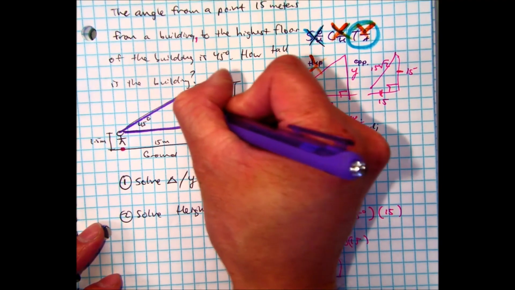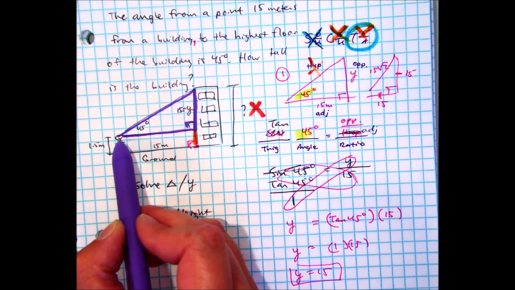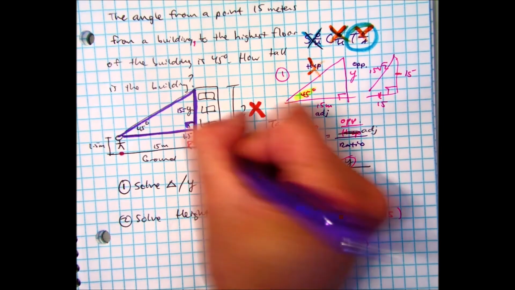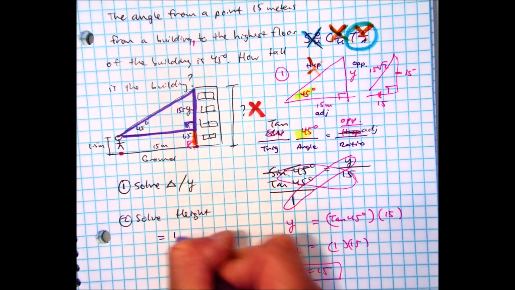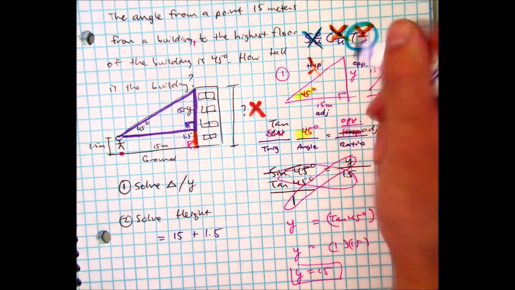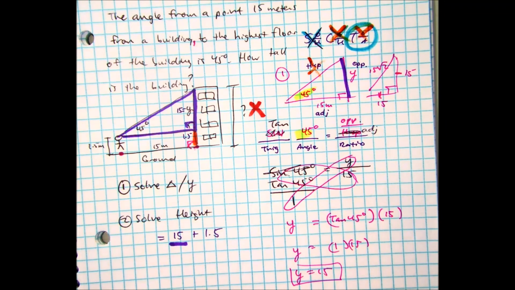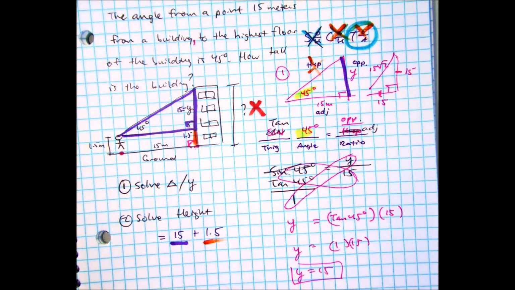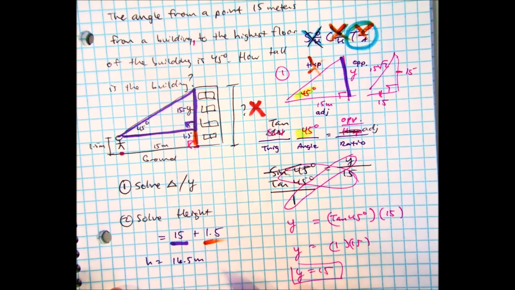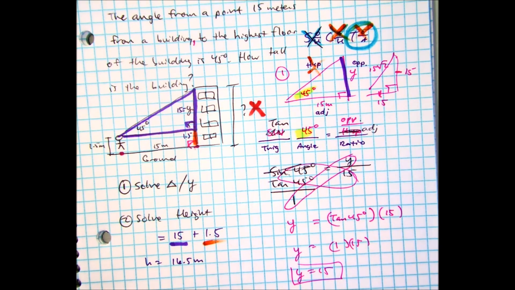I'm going to put in 15 there. Then if I look at my picture here, the person standing, their eyesight from their eye to the ground is 1.5 meters. So I can solve for the height. Our height is 15 plus 1.5. Does that make sense? This is the purple, that was the y we just solved for, and the 1.5 is the given information there. That's the orange. And therefore our height is 16.5 meters. The height of the building is 16.5 meters.